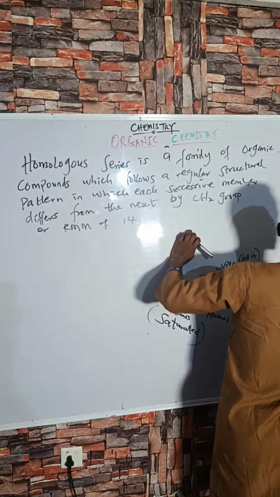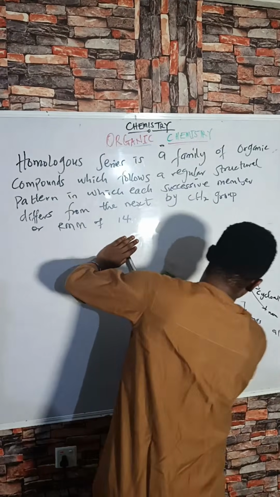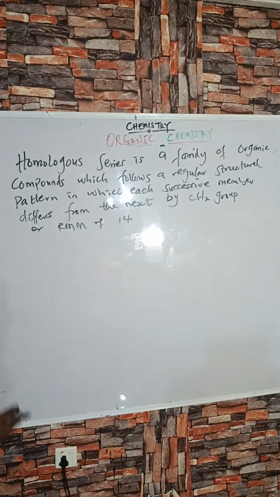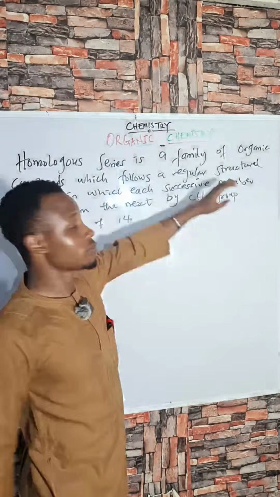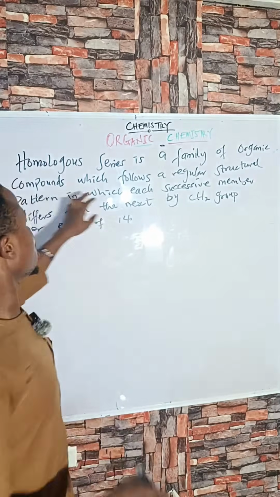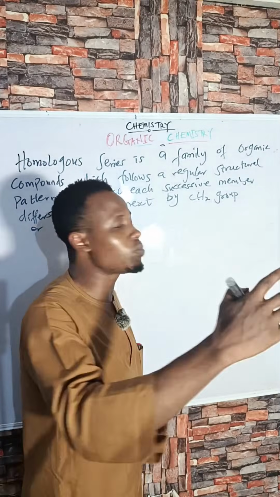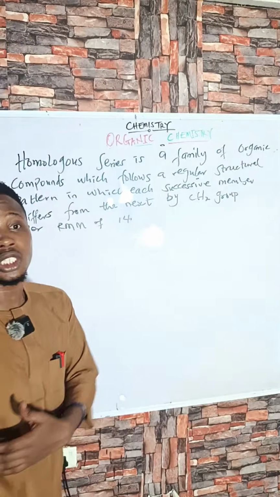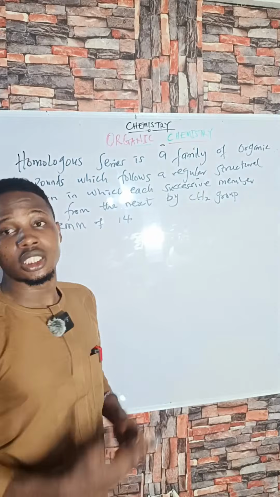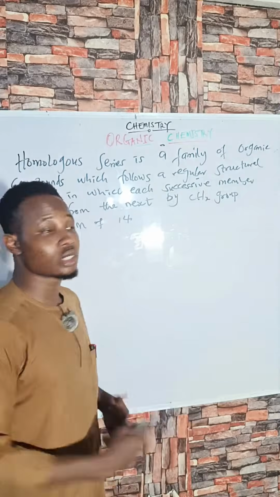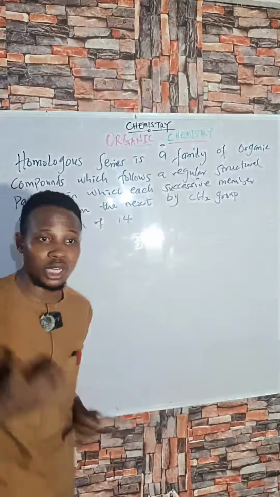All right. So organic chemistry, homologous series. We say a homologous series is defined as a family of organic compounds which follows a regular structural pattern in which each successive member differs from the next by a CH2 group. So like I said earlier, it's a family and they follow a structure. Everybody has something in common. Now, each successive member, firstborn, secondborn, thirdborn, for some parents, they give 3 years between their children. The difference between the firstborn and the secondborn is 3 years. The difference between the secondborn and the thirdborn is 3 years. The difference between the thirdborn and the fourthborn is 3 years. The difference between the fourthborn and the fifthborn is 3 years.